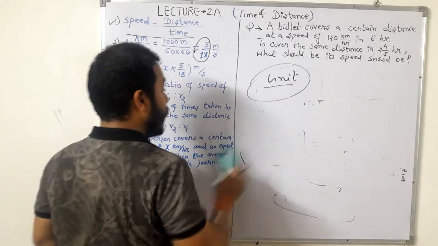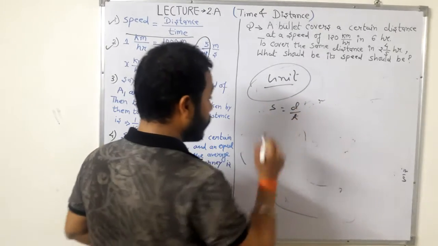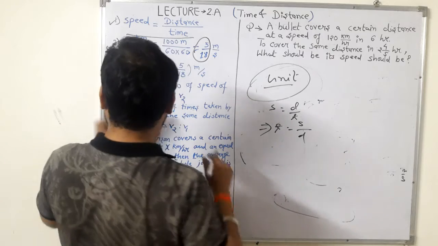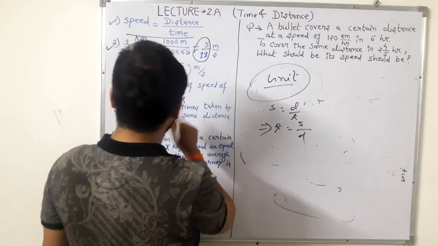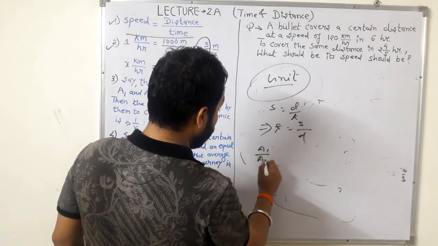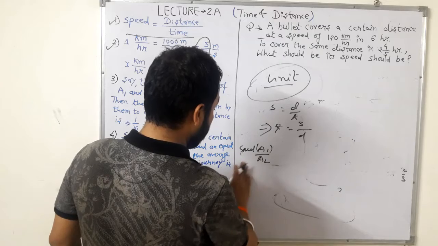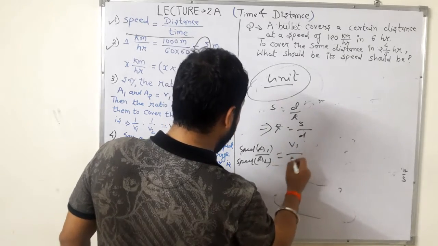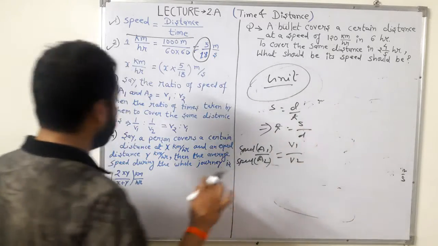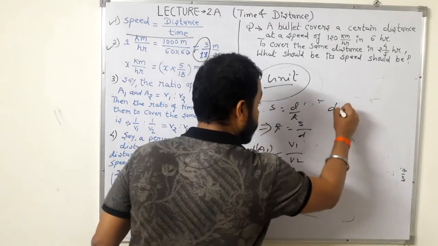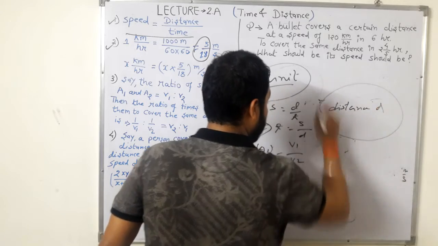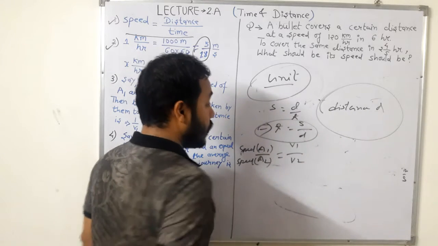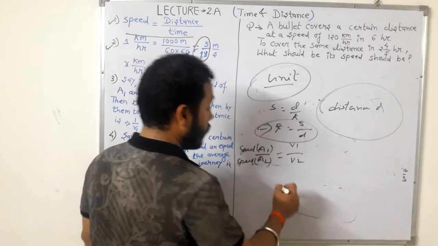We just saw that speed is equal to distance by time, isn't it? So time is equal to distance divided by speed. Clear? So we have been given that the speed of A1 and the speed of A2 is V1 by V2. Now we need to find out, to cover the same distance, say the distance is D, the ratio of time for A1 and A2 will be what? So easily, you know, T is equal to distance divided by speed, and distance in this case is the same.